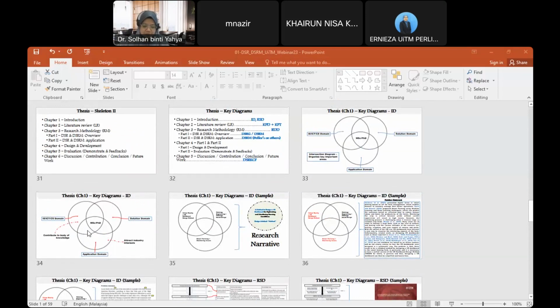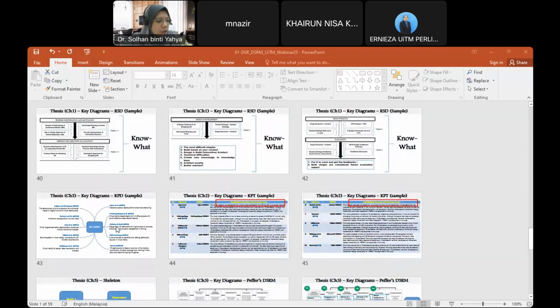Dr. Nazir also explained in detail what should be in each chapter of the research thesis. For example, we must state the know-what knowledge and also the know-how in chapter 3. All of the elaboration from Dr. Nazir is really an interesting and informative topic.